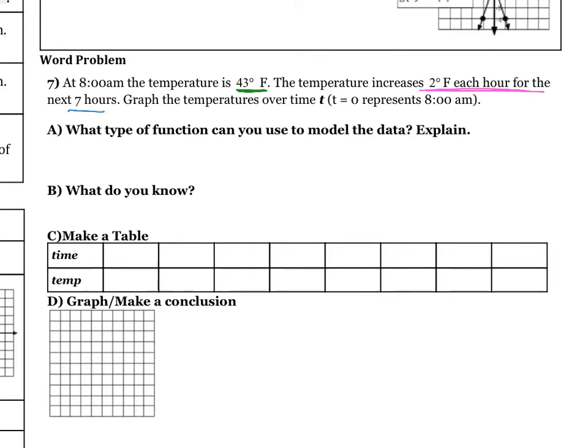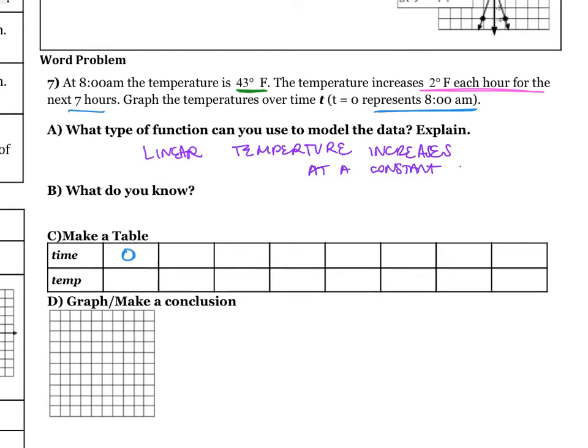And then we know that at 8 a.m., that is going to be time 0. So time, let's just call this time 0 here. And then if it increases 2 degrees each hour, what type of function do you think we should use? Well, in this case, we want to use a linear type of function. And the reason why is because the temperature increases at a constant rate. Okay, it's always the same, a constant rate of change.